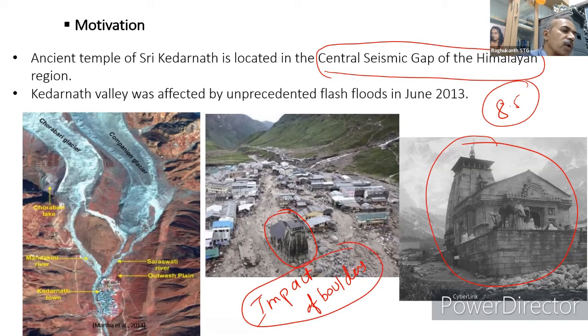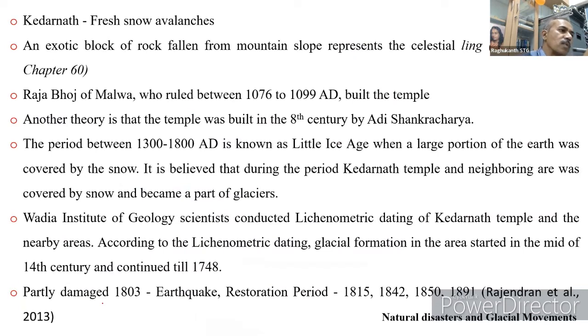So the government, and you know the details. This Kedarnath is located here. These are the two huge glaciers. So the cloudburst at this Chorabari lake caused this. Automatically, you can see the water gushed and then boulders rolled, and this temple was damaged due to impact. Okay. So these are some of the details about Kedarnath.